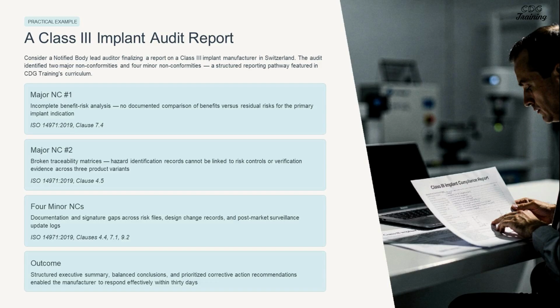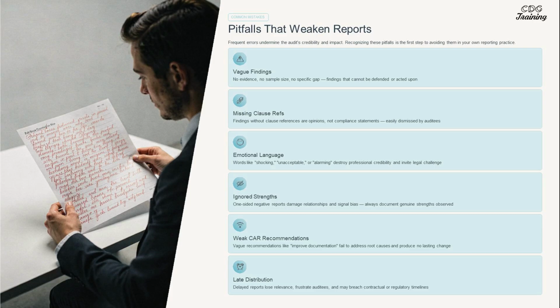Consider a Class 3 implant audit report as a practical example. It includes major and minor findings, demonstrating how structured reporting can effectively communicate critical information. Avoid errors that undermine audit credibility, such as vague findings and ignored strengths. Recognizing and addressing these pitfalls is key to maintaining a strong reporting practice.